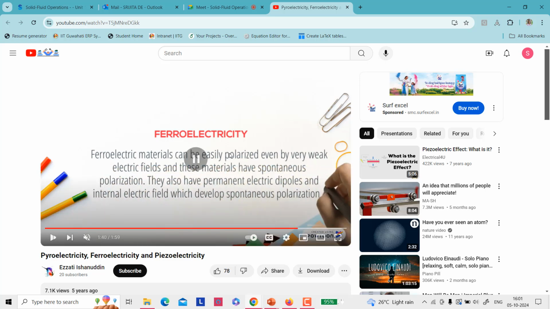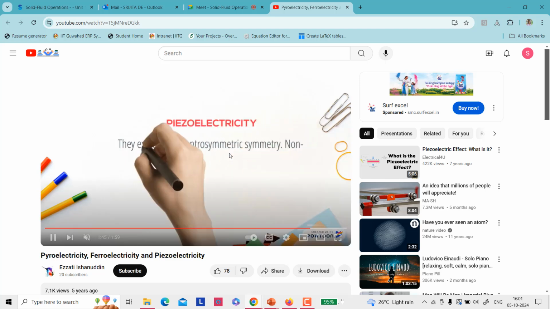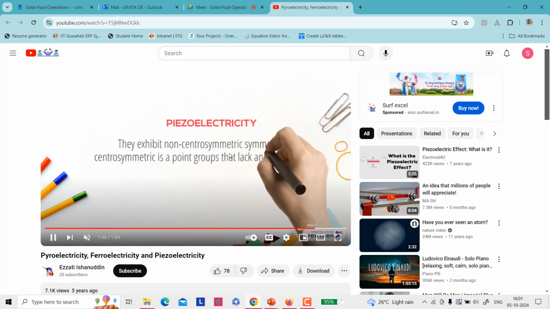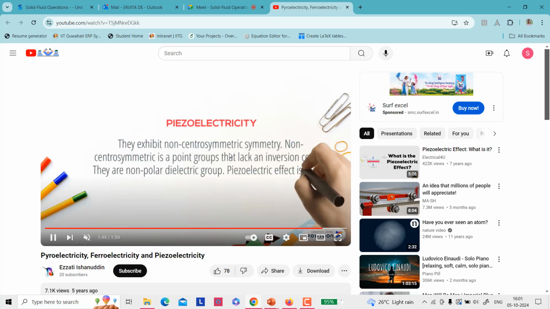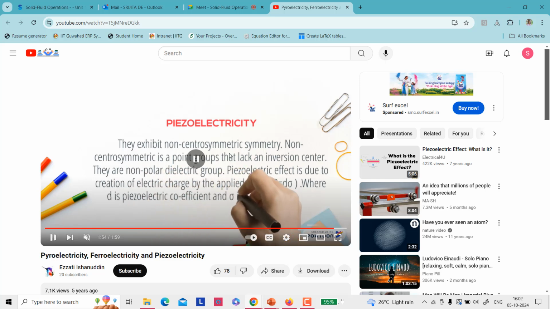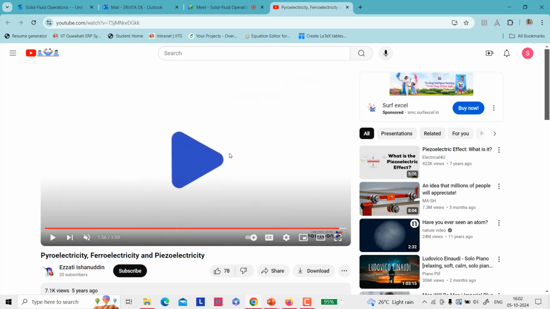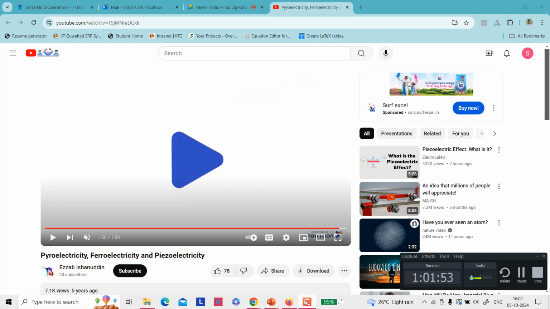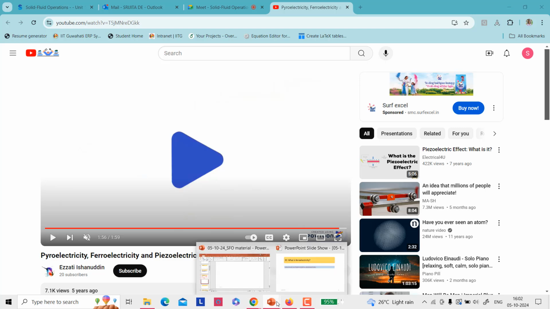The piezoelectric effect is due to creation of electric charge by the applied stress, where P equals D sigma, where D is the piezoelectric coefficient and sigma is the mechanical stress. So these are the basic differences between ferroelectricity, piezoelectricity, and pyroelectricity. Next, we will see different properties of nanomaterials. What are the different properties of nanomaterials? So we know there are thermal properties, electrical properties, optical properties, mechanical properties, etc. Right?